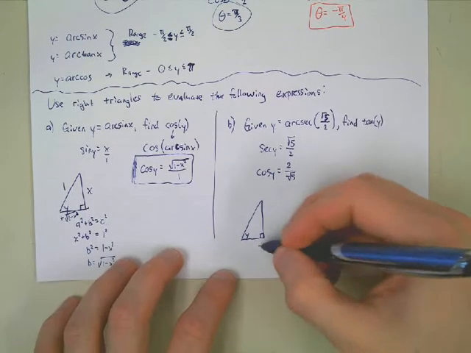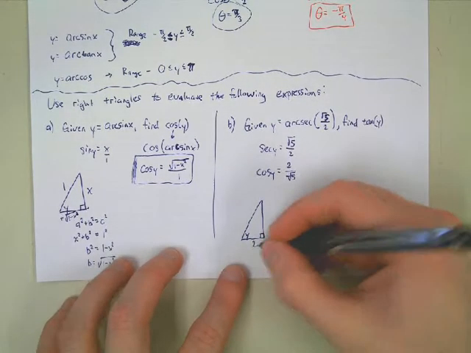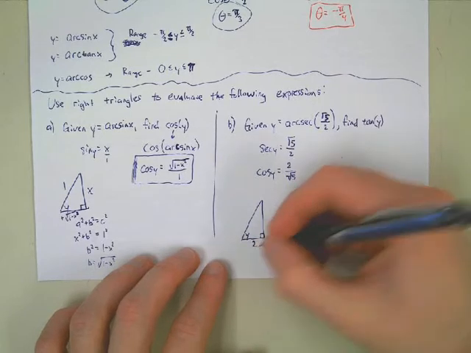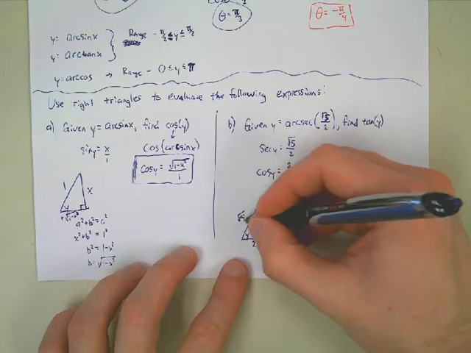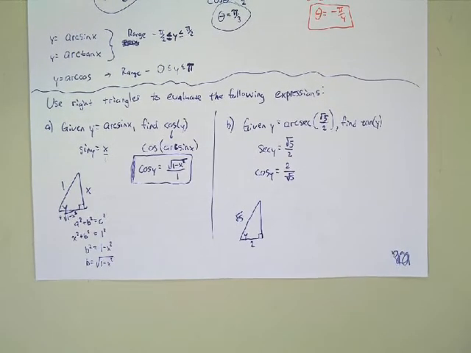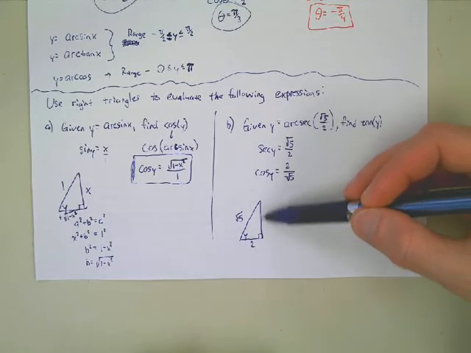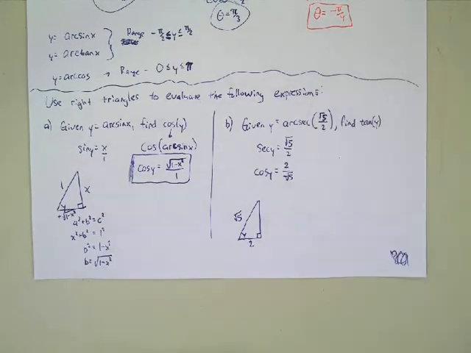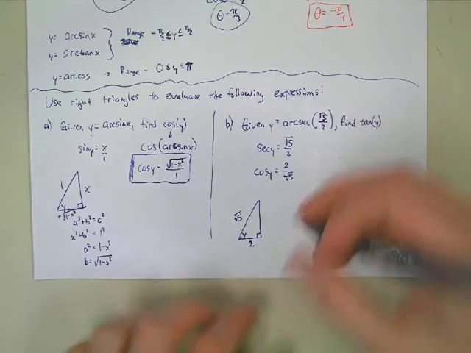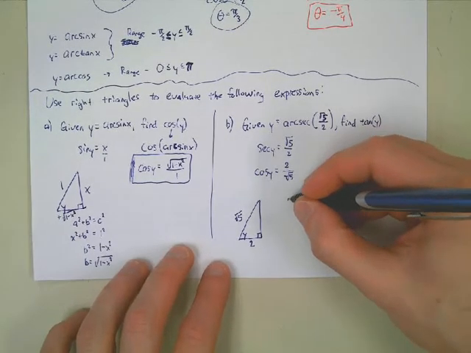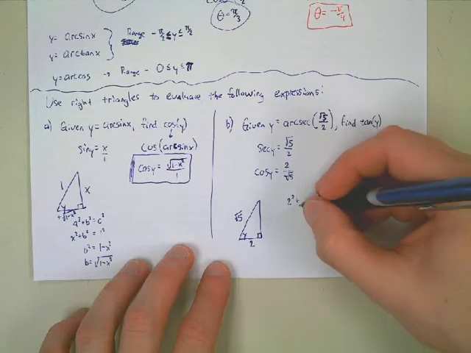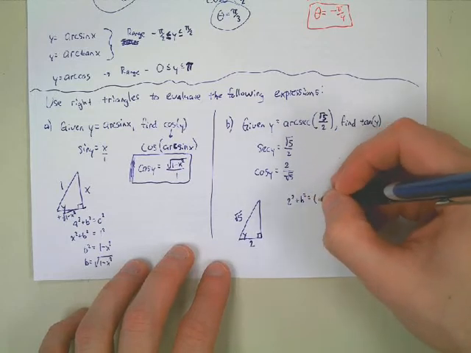And so now I'm not interested in cosine though. I really want to find tangent of y. So tangent is opposite. Uh-oh. We don't have the opposite side. But how can we find it? Pythagorean Theorem! So 2 squared plus b squared is equal to the square root of 5 squared. Okay, so 4 plus b squared equals 5. So b squared equals 1. So b equals plus or minus 1?